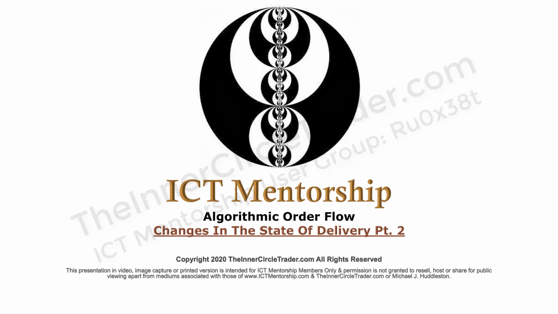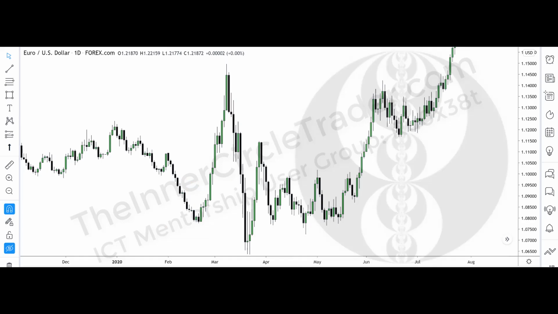Okay, folks, welcome back. We're going to be doing a continuation of the algorithmic order flow, changes in the state of deliveries, part 2. All right, so we have our chart trained on the daily chart of the Euro Dollar. And we were talking in the previous lesson about how we started our buy program right in here.